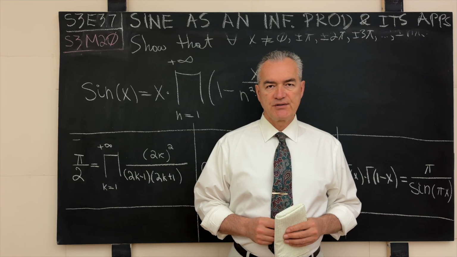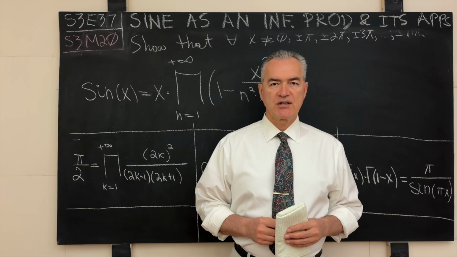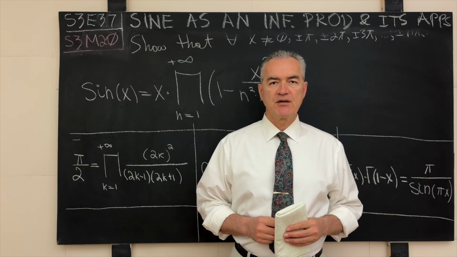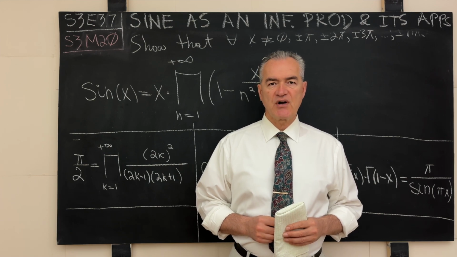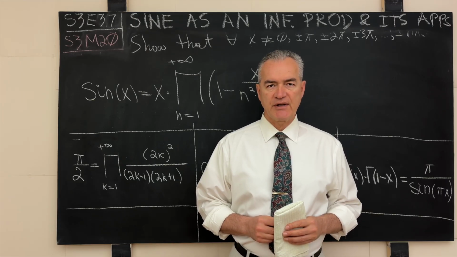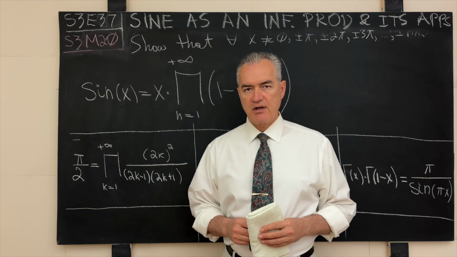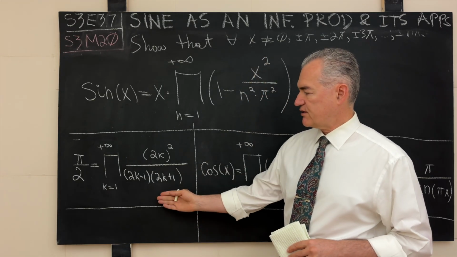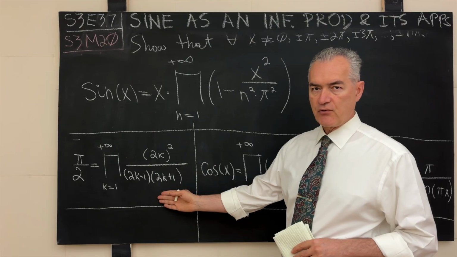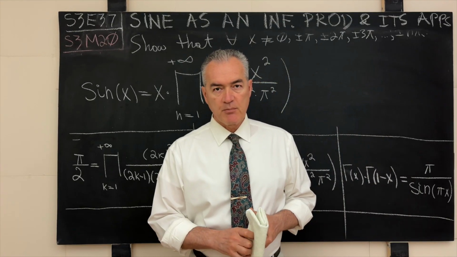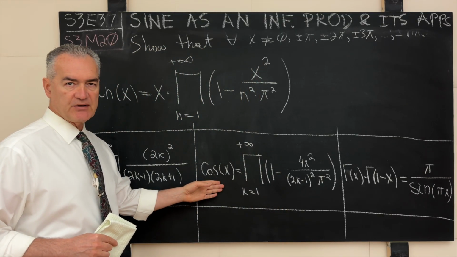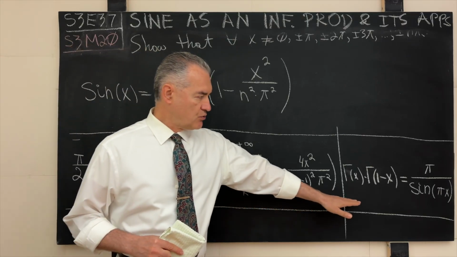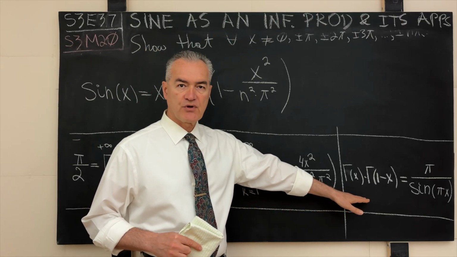Welcome to the Polynomials channel, season 3, episode 37, the episode which I titled Sine as an Infinite Product and its 3 applications, because in this episode we will decompose the trigonometric function of sine into an infinite product, and then we will look at 3 straightforward applications of that decomposition, namely the so-called Wallis formula for the number pi, then the decomposition of the sister function of cosine into the corresponding infinite product, and the so-called reflection formula for the gamma function.